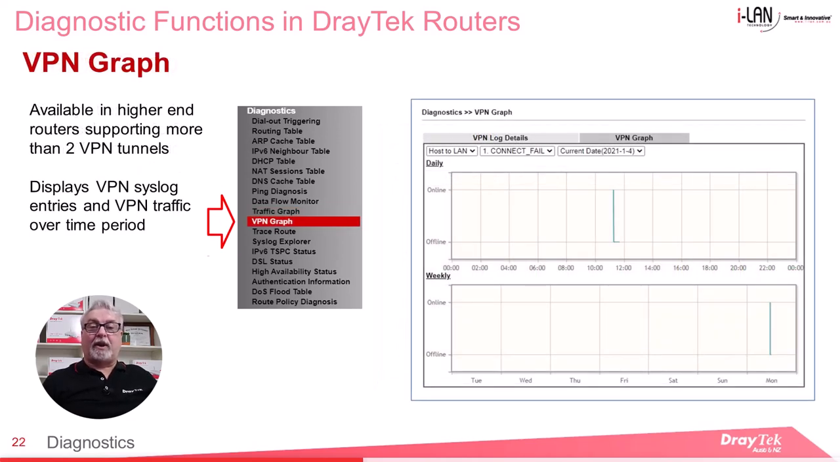VPN Graph is available in higher-end routers supporting more than two VPN tunnels, such as the Vigor 2865 series. Under the VPN Login Details tab, it displays the VPN syslog entries for both host-to-LAN and LAN-to-LAN connections. The VPN Graph tab displays VPN traffic over a period of time in graphical format.